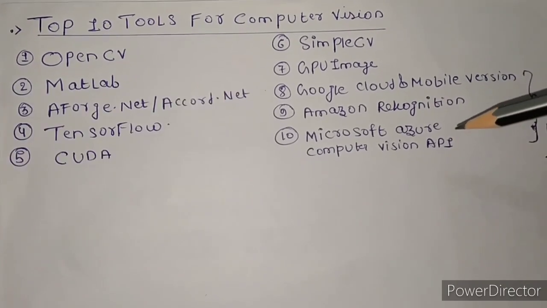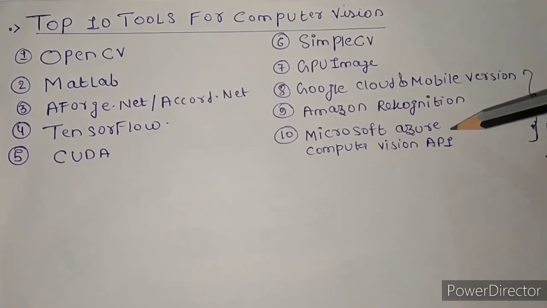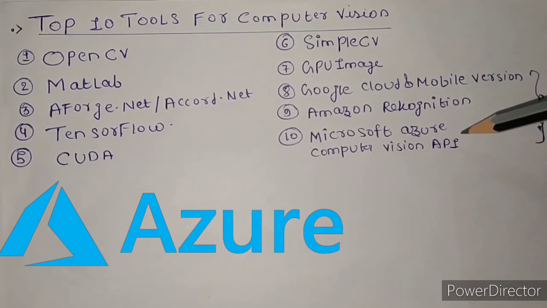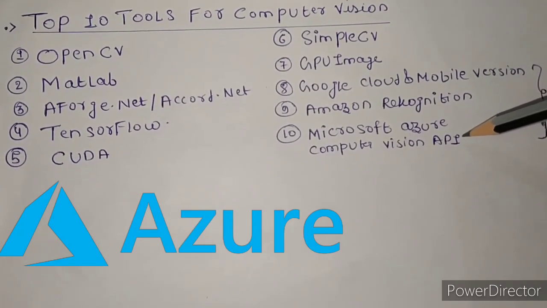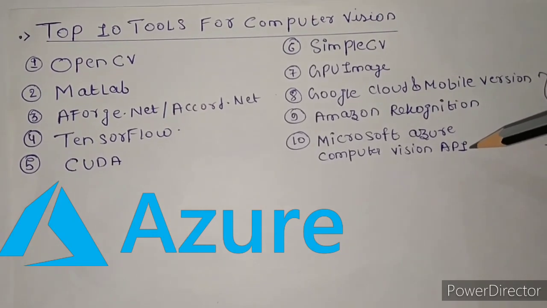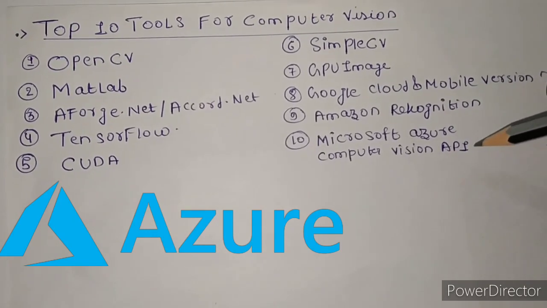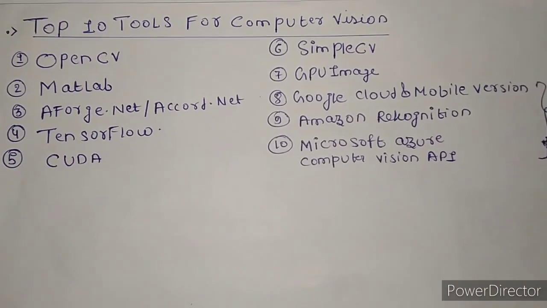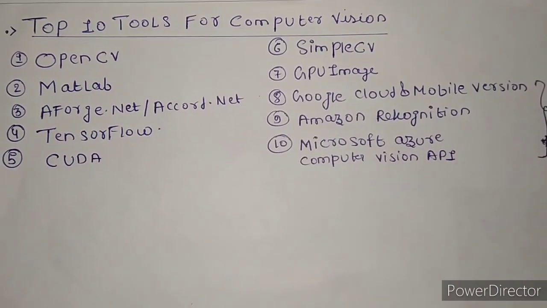So now it's time for the last one, that is Microsoft Azure Computer Vision API. It's quite similar to its peers and allows you to identify or analyze images, text in them, and analyze video in near real time. So that was all, the top 10 basic tools for computer vision.